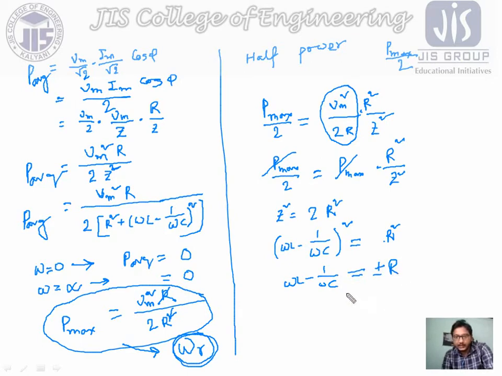Now if we simplify it again, omega C will be on the other side, so omega square L into C minus 1 equals plus or minus R into omega into C. So omega square into L into C minus 1 equals plus or minus omega R C.